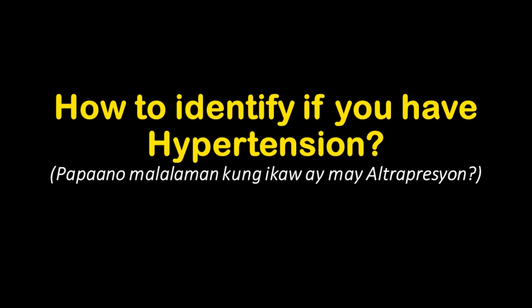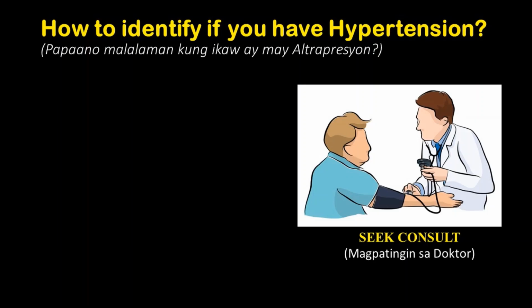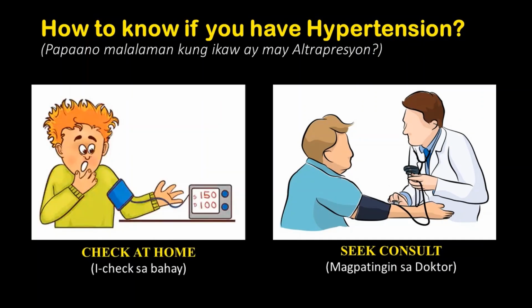Since others can present without clinical manifestations, how then do you identify if you have elevated blood pressure? If you have an available BP apparatus at home, also known as sphygmomanometer, you can measure your blood pressure. Otherwise, you have to make an appointment with a medical doctor if you are experiencing any of those earlier mentioned symptoms of elevated blood pressure, or even if you are asymptomatic but you have the risk, it is prudent that you make a consultation.